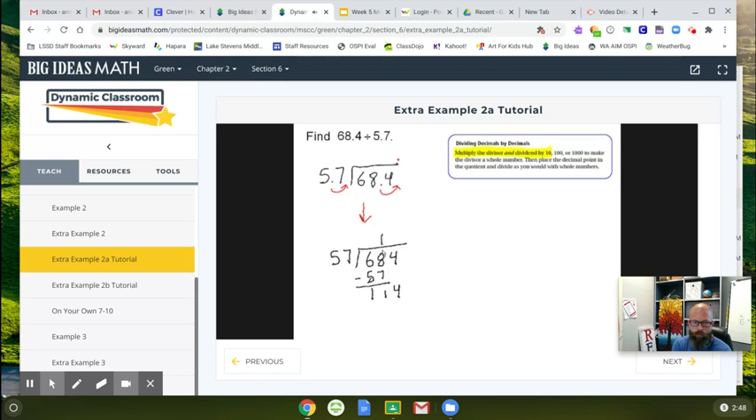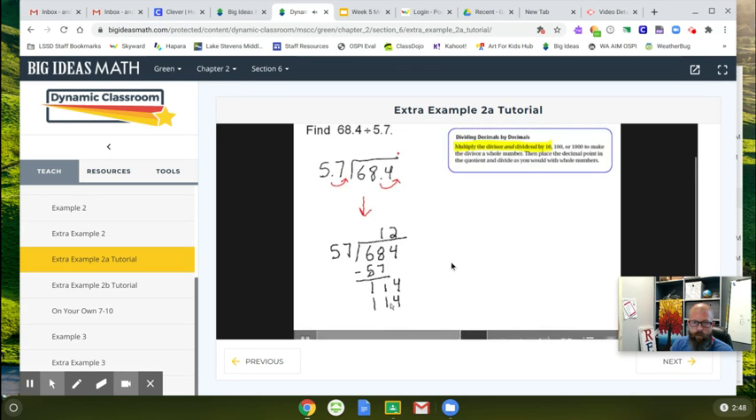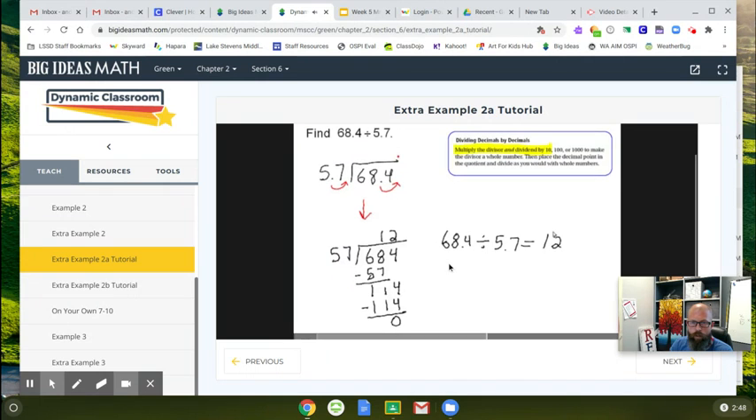114 divided by 57 is 2. 57 times 2 is 114. Subtract this, and your remainder is 0. So 68 4/10 divided by 5 7/10 is equal to 12. There it is. Pause it if you need to, and let's look at one more.